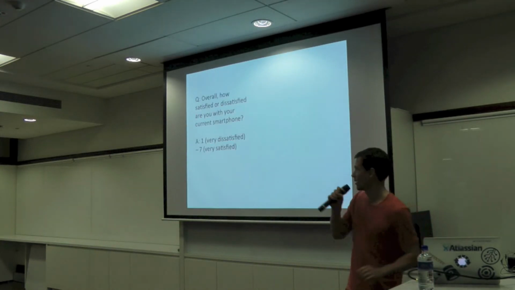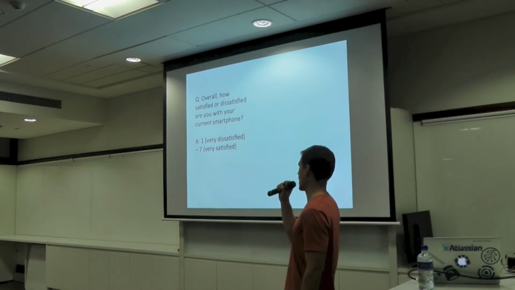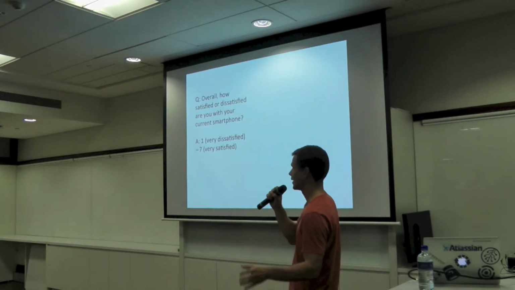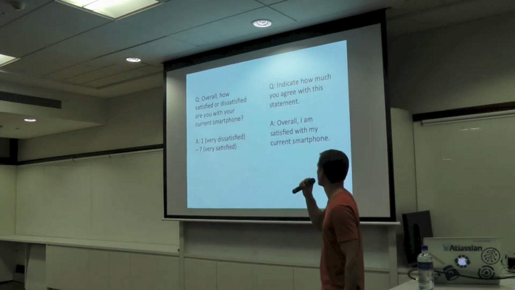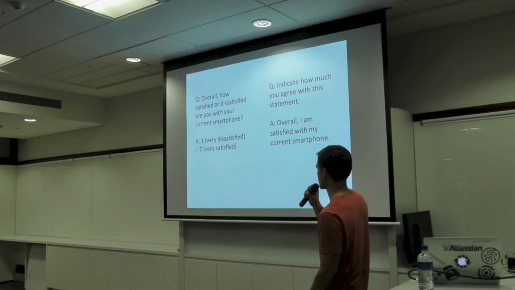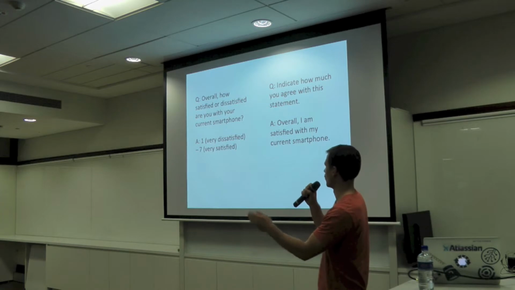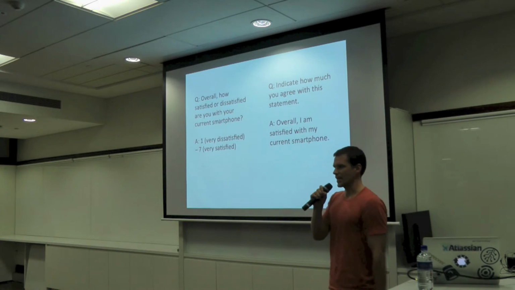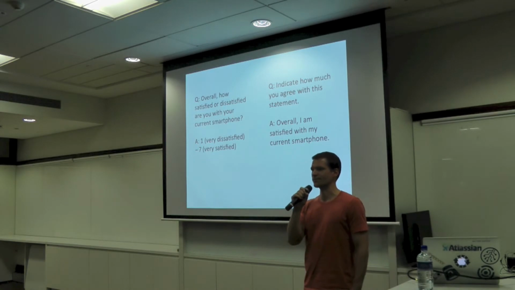Next one. Okay. Overall, how satisfied or dissatisfied are you with your current smartphone? And then the scale of options is 1 for very dissatisfied, and then over to 7 very satisfied. Whereas the second version of that survey was: indicate how much you agree with this statement. Overall, I am satisfied with my current smartphone, and then once again the same scale. So the scale then was from 1 a little bit satisfied to 7 very, very satisfied. Once again, same action. Which one is the survey question that produces the bias?